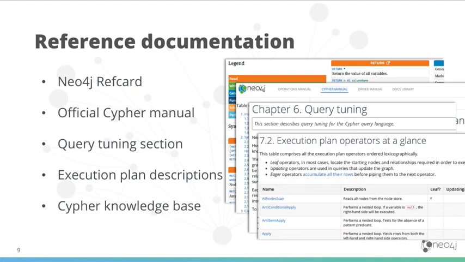And the section on execution plan descriptions. We're going to be reading over the query plan in the query planner, and we need to know what a lot of these operations will do.